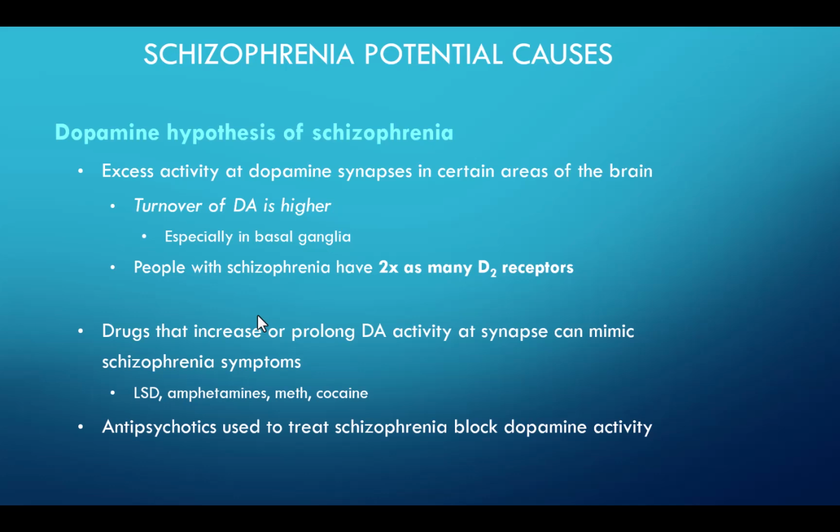The negative symptoms also may be caused by glutamate. There is also a glutamate hypothesis of schizophrenia. There are also some anatomical changes that are seen in individuals with schizophrenia. The question is, do the brain anatomy changes precede or follow the diagnosis?